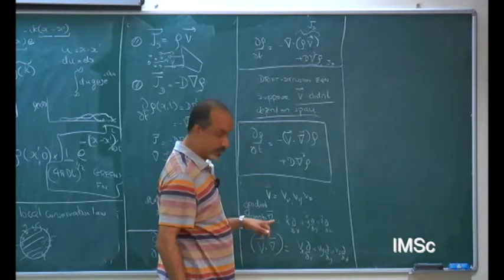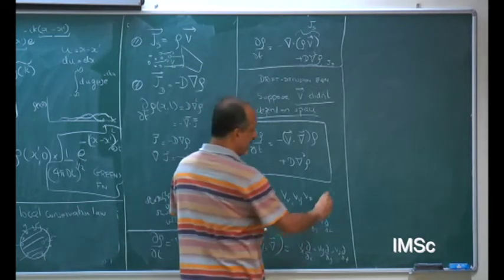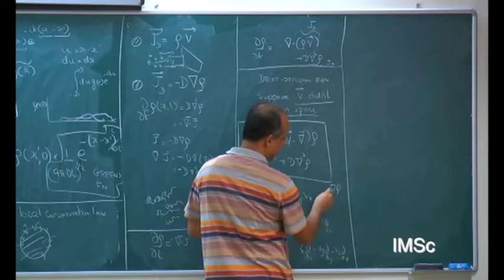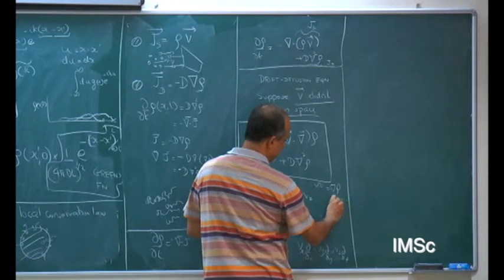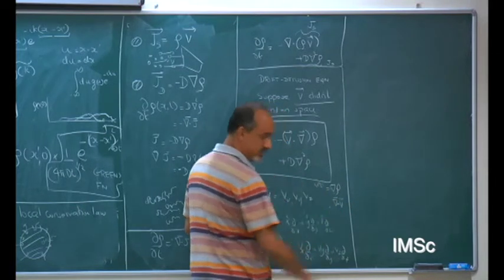A gradient operator can operate either on a scalar or a vector. If it operates on a scalar, such as density, this object gives me a vector. If it operates on a vector, such as a velocity, this gives me a divergence.